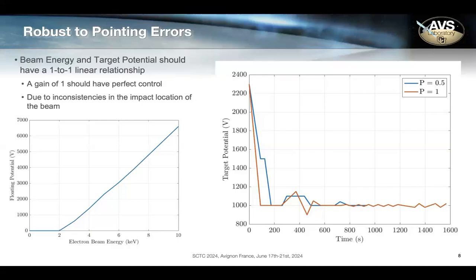And then when the sweep is refined again, we end up with control that doesn't converge with that 20 volt resolution. Now, this is unexpected because we would expect the control to just converge every single time we adjust the beam energy. And this is likely not the case due to inconsistencies in the impact location of the beam.